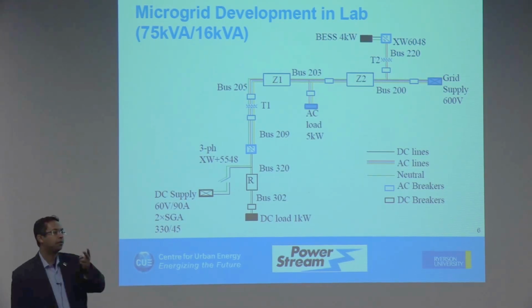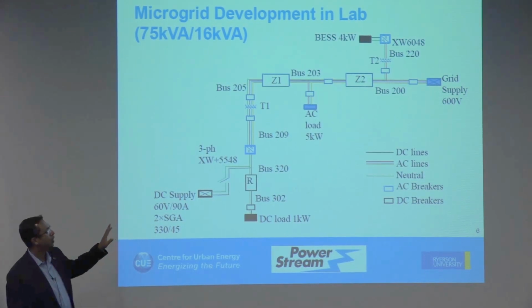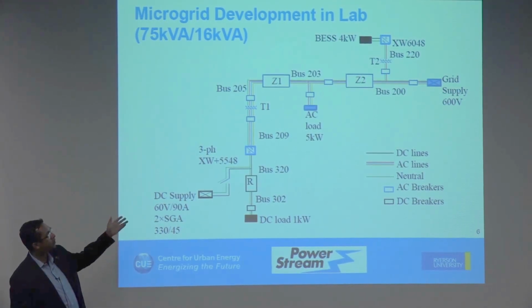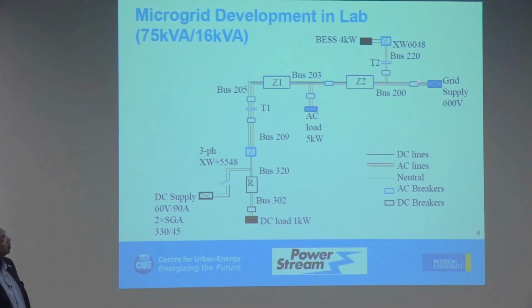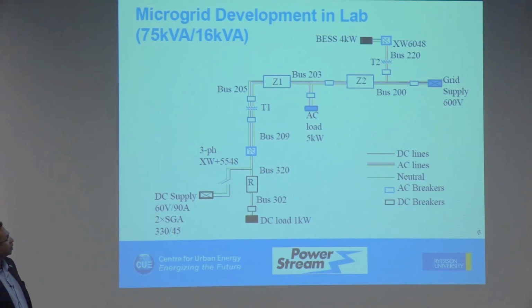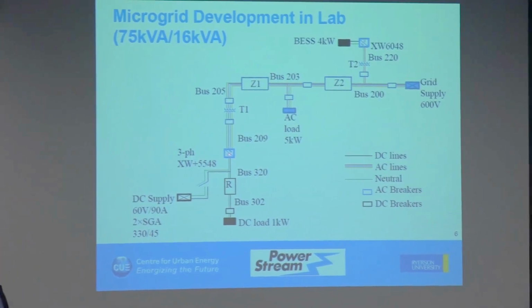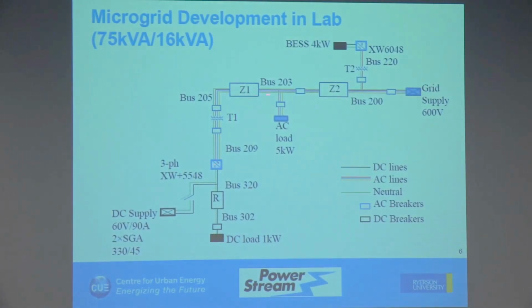So I'll answer your question in two parts. In this network, when the grid is turned off, which is when I open the breaker right here, this three-phase power converter has to supply all the demand within this AC network. So it also will set the frequency and the voltage at this bus 209. And whatever demand is there on each of those three phases needs to be satisfied here.